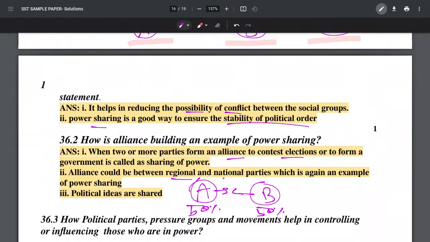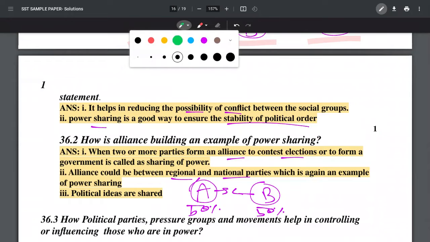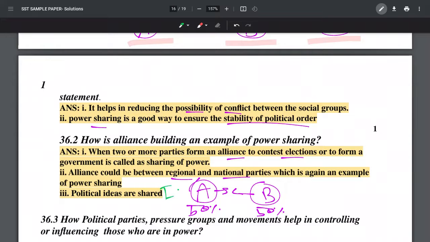Alliance can be regional and national also, between regional or national parties, which is again an example of power sharing. And in this, political ideas will be shared. Group A will have some political ideas, let's say for agriculture, whereas B will have some ideas upon irrigation, isn't it?